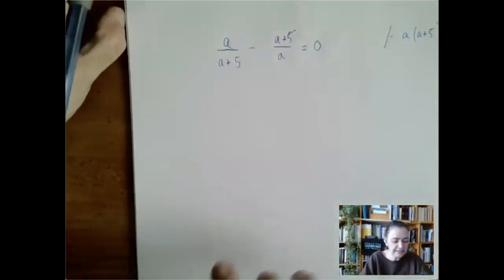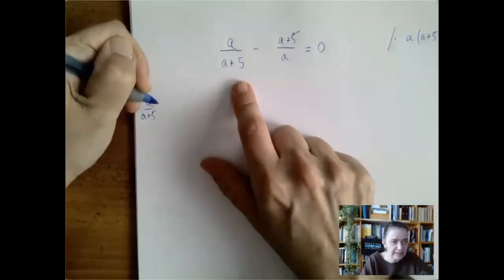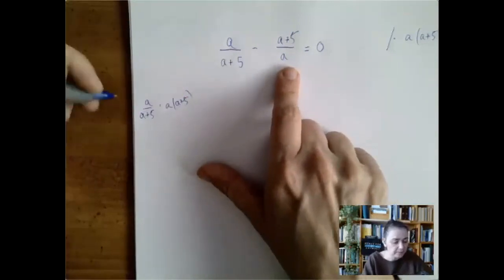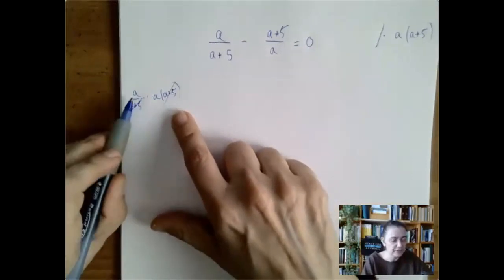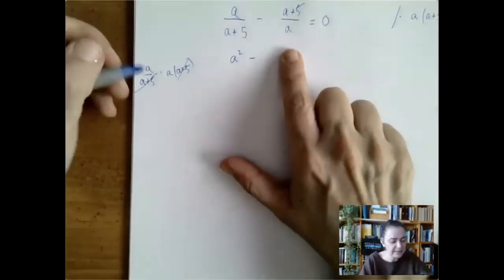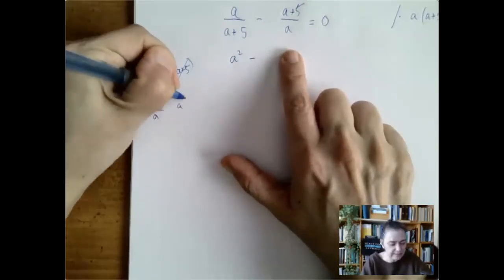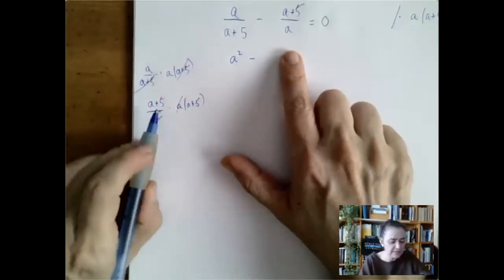And so when we take this a over a plus 5, and we multiply it by a times a plus 5, a plus 5 cancels out, and we're left with an a multiplier. So what we have here is a squared. And then similarly, a plus 5 over a times a plus 5. Now a cancels out, and a plus 5 is left.